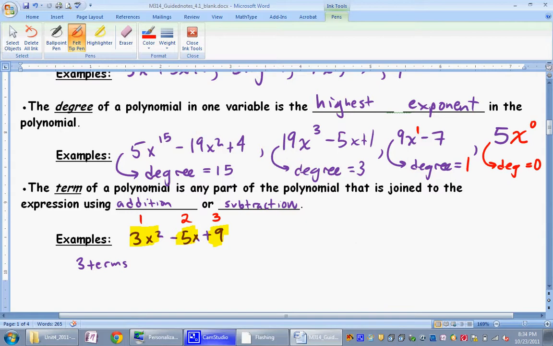I guess we could try something else, maybe 9x to the 11th. This only has one term, and that one term is 9x to the 11th. There's no other terms that are joined to the polynomial using addition or subtraction.